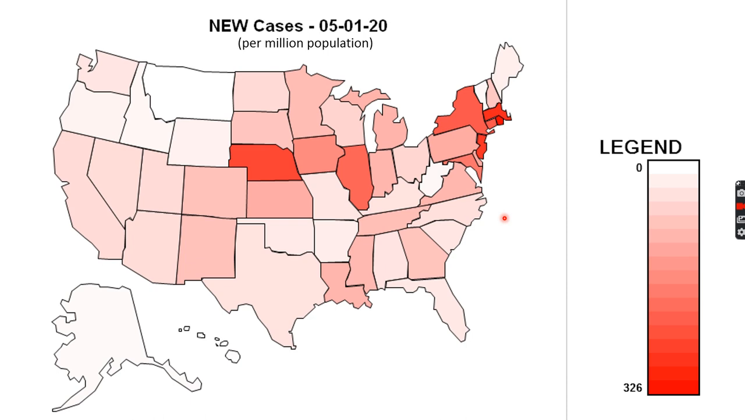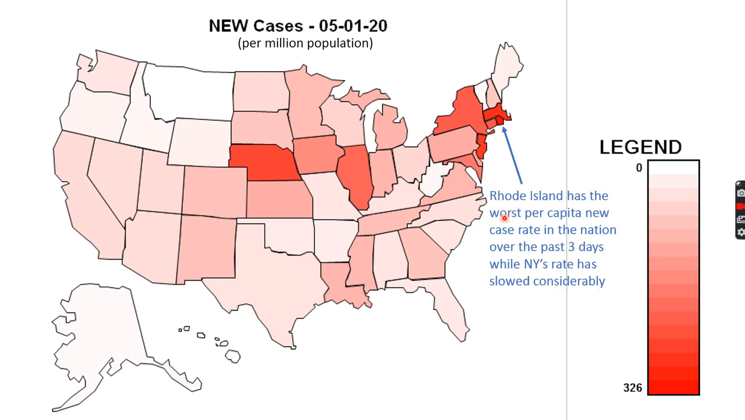Nebraska and Illinois are key states to look at there. Rhode Island actually had the worst per capita new case rate over the past 3 days, and also important to see here, New York has slowed. So that's good news for New York. Obviously, bad news for these other states that are accelerating.